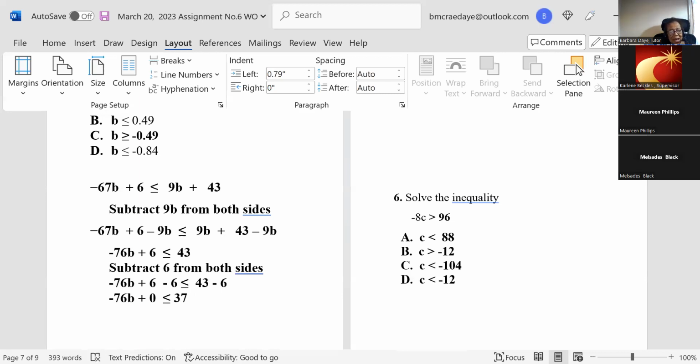Okay, now what is your next step, Mercedes? Oh boy. We are going to subtract 37 from both sides. Oh no. I'm confused right here, Miss Barbara. Maureen, what do you do next?